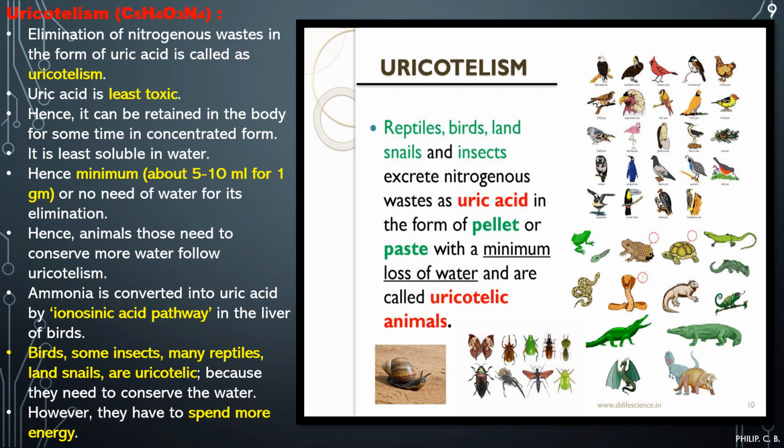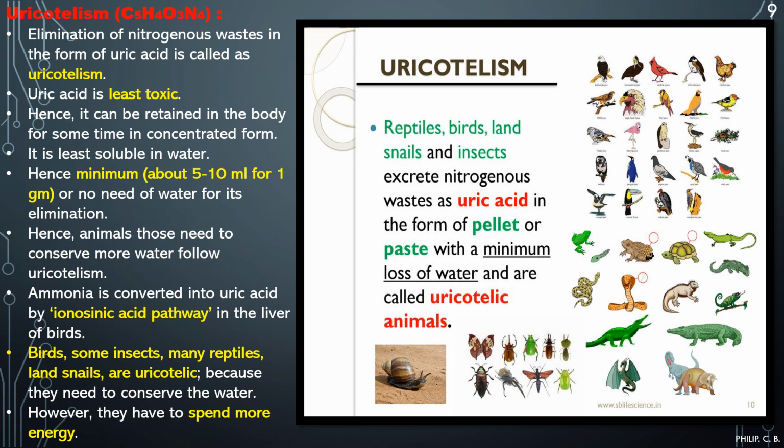Ammonia is converted into uric acid by the inosinic acid pathway in the liver of birds. Birds, some insects, many reptiles, land snails are uricotelic because they need to conserve water. Again, you can see the images in the next page, that is the animation part. Here you can see quite a lot of examples in the right side image. However, they have to spend more energy.